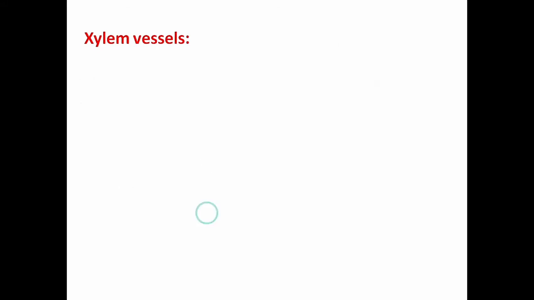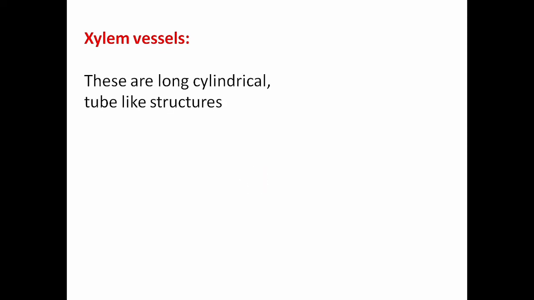The second type of xylem elements are xylem vessels. Vessels are tube-like structures. Each vessel cell is like a tube. The vessels are arranged one above another and form a pipeline-like structure. Vessels are long cells, cylindrical cells. They are long, cylindrical, tube-like structures.